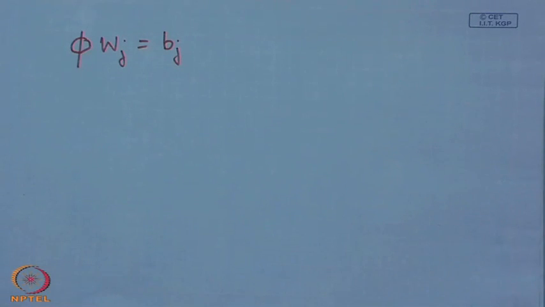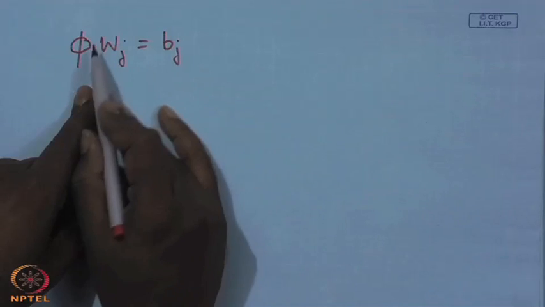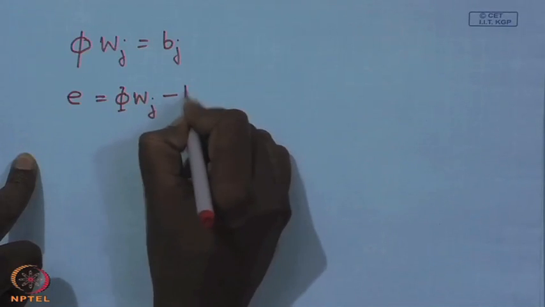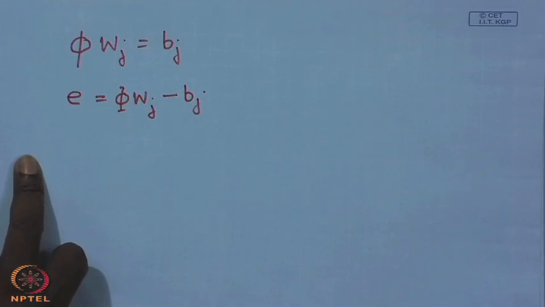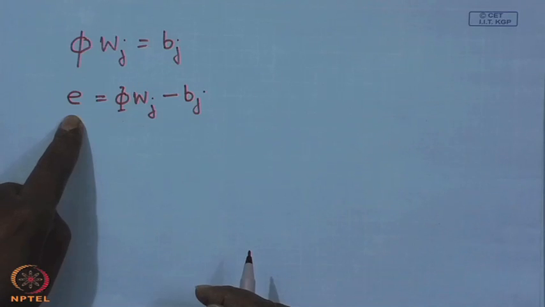So, if the network is properly trained, that is, all the w i j have got the trained values, then this equation should be satisfied. But what we are trying to do is train the network, that means we are trying to set the weights w j. So, we cannot expect that this equation will be satisfied initially. If this equality is not satisfied, then I can define an error E, which is nothing but phi w j minus b j. And now, training involves adaptation of this weight w j, so that this error can be minimized.